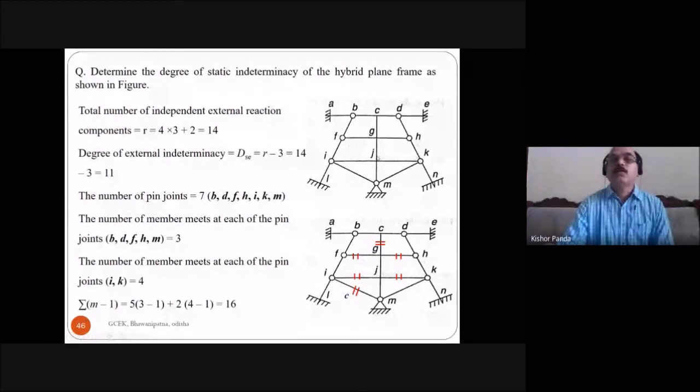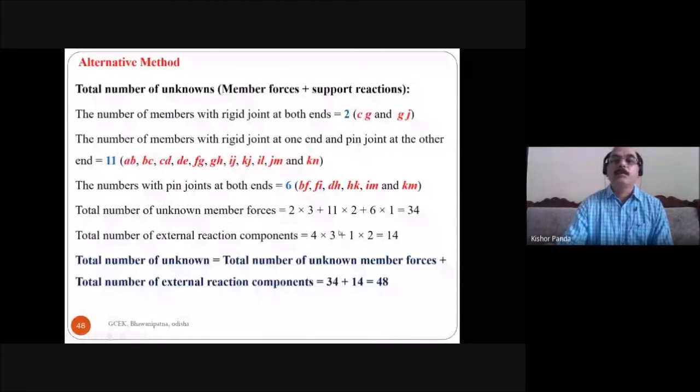Two members are rigidly connected at both ends. The number of members with rigid joint at both ends is 2: CG and GJ. Then the number of members with rigid joint at one end and pin joint at the other end.